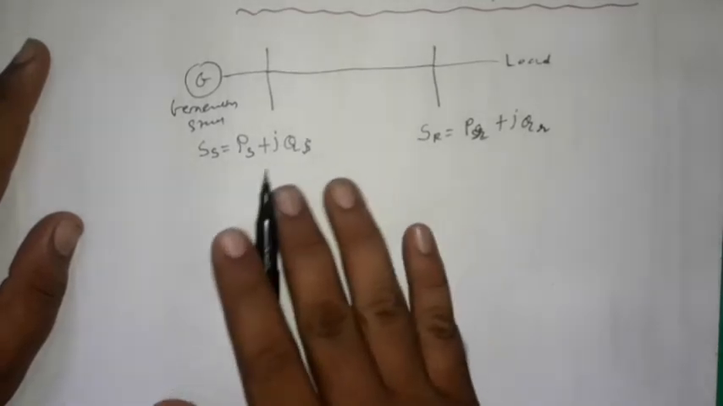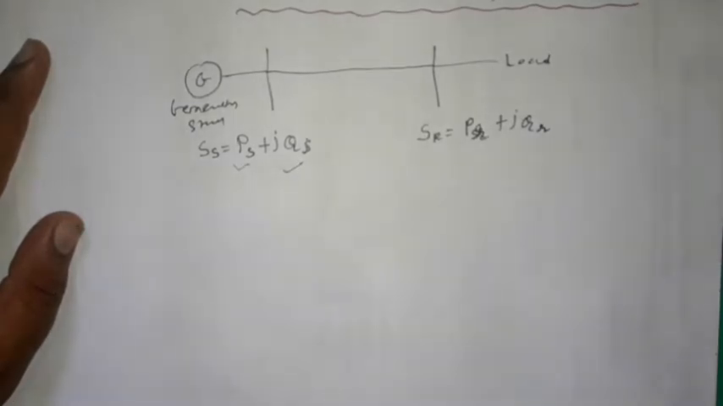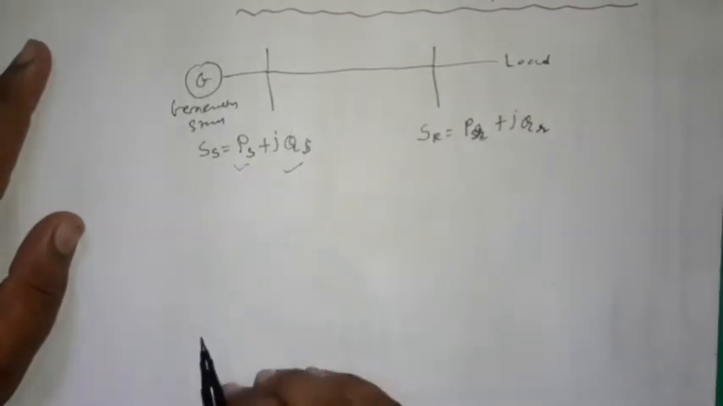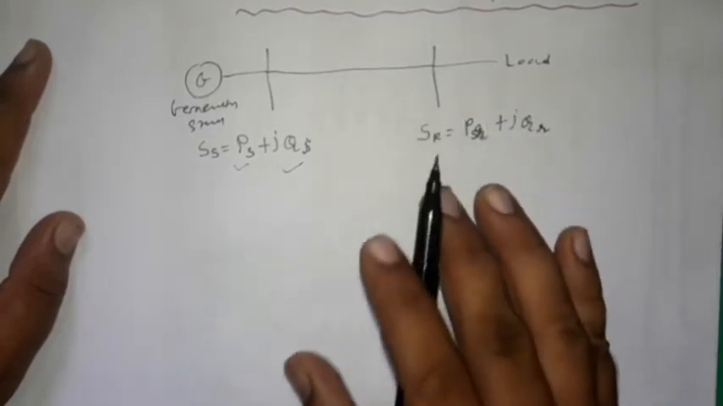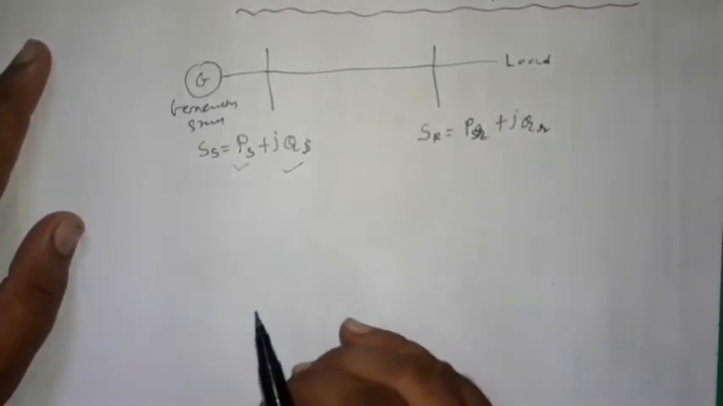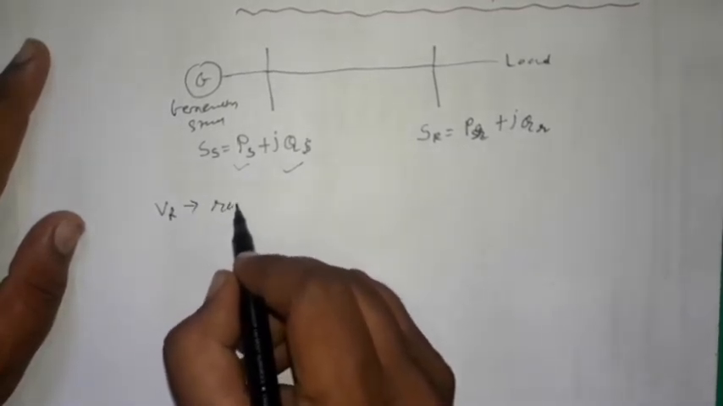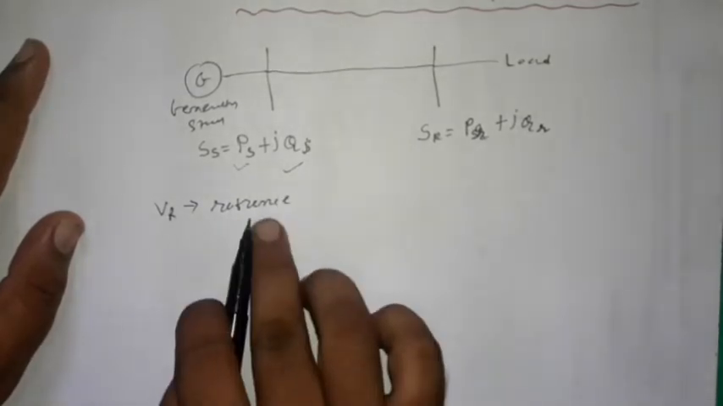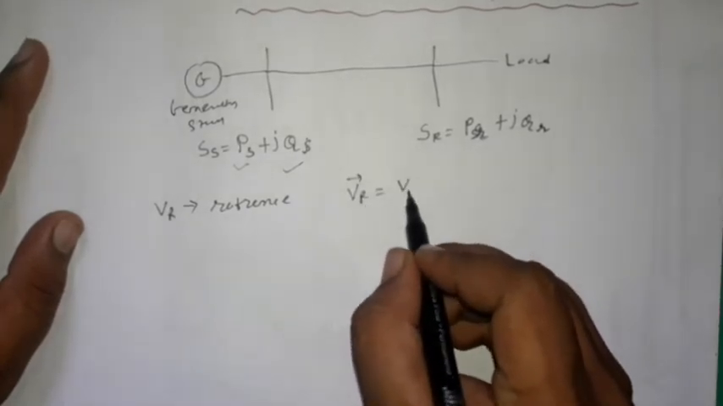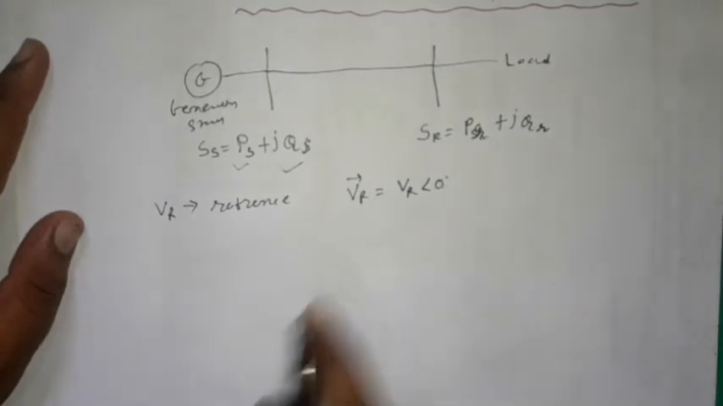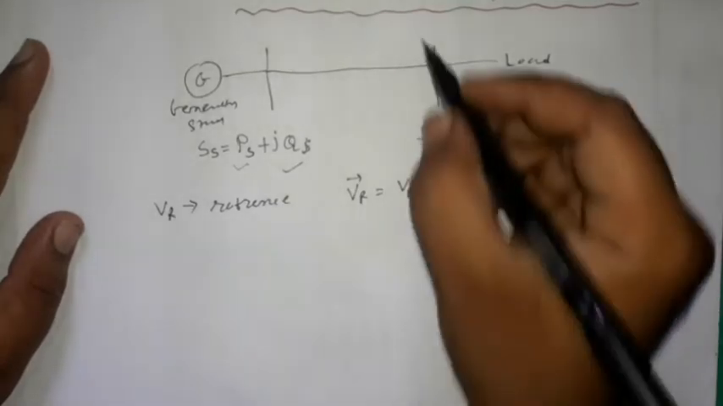Now here we find the equation for this active power and reactive power for our transmission line. For that purpose, first we assume that we take the receiving end voltage as our reference. So VR we take as a reference. If we take VR as a reference, the vector VR is equal to magnitude VR into angle 0. So we write here the magnitude and angle value for the vector VR.